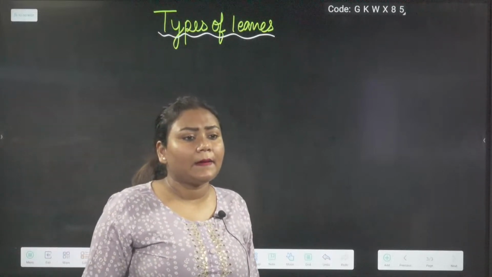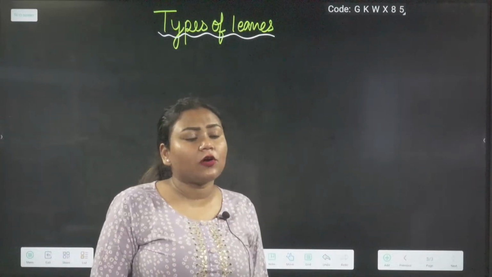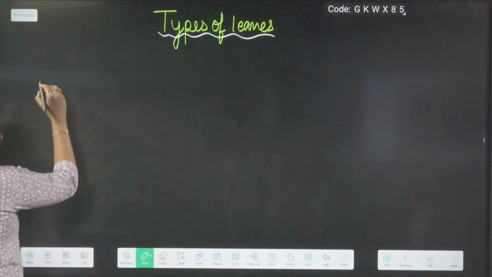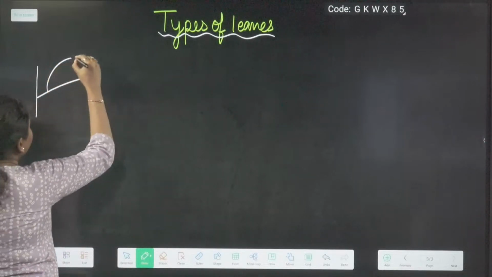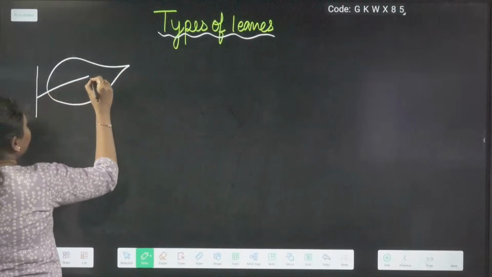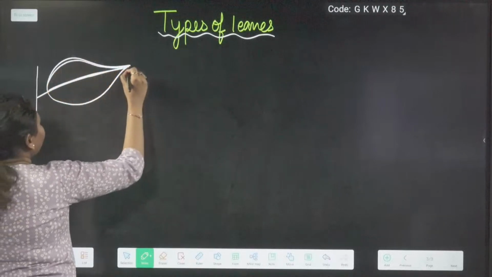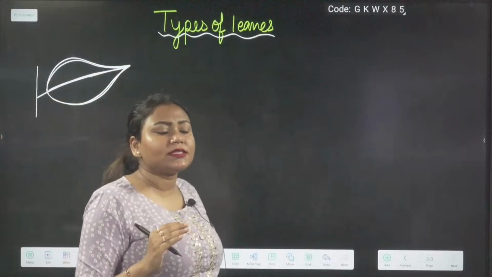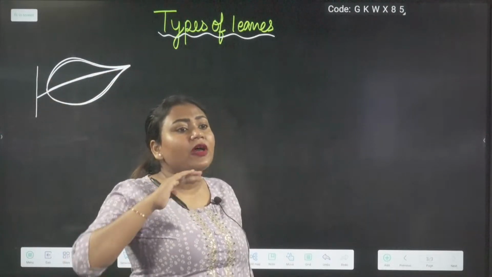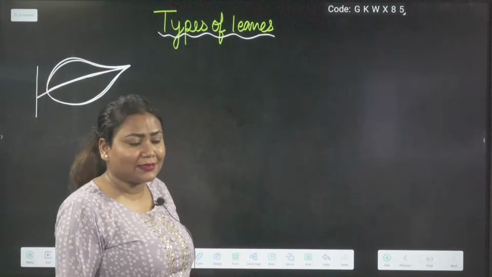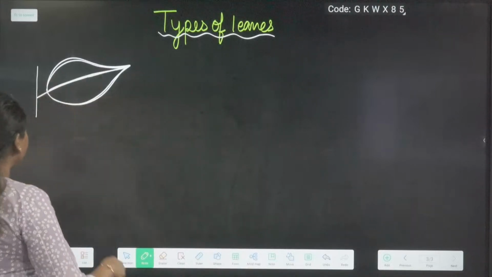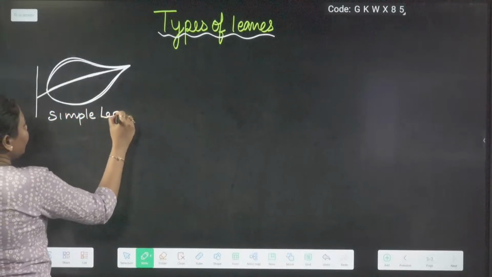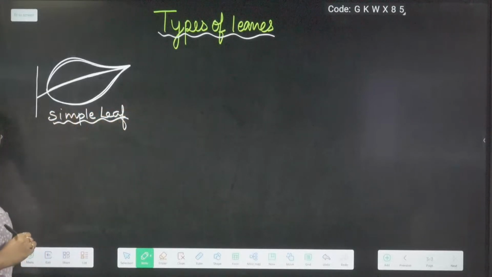Now, types of leaves. What are the types of leaves? Let's see. Suppose you have a leaf like this, this is your simple leaf. What is a simple leaf? The entire leaf lamina is there. There are no cuts and incisions. So this is an example of which type of leaf? Simple leaf.